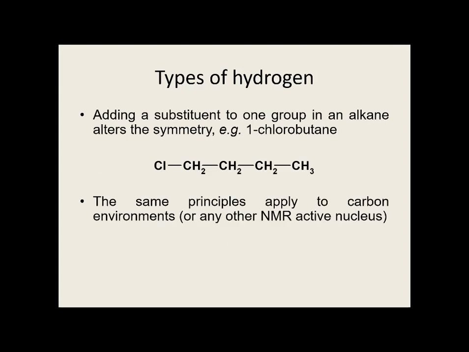If we look at 1-chlorobutane, where a chlorine substituent is attached to carbon 1, then this alters the symmetry of the molecule compared to butane. Now, no plane of symmetry can be drawn through the molecule, and there are four different hydrogen environments. The CH2 next to the chlorine atom is different to the CH2 two bonds away from the chlorine atom, and so on.